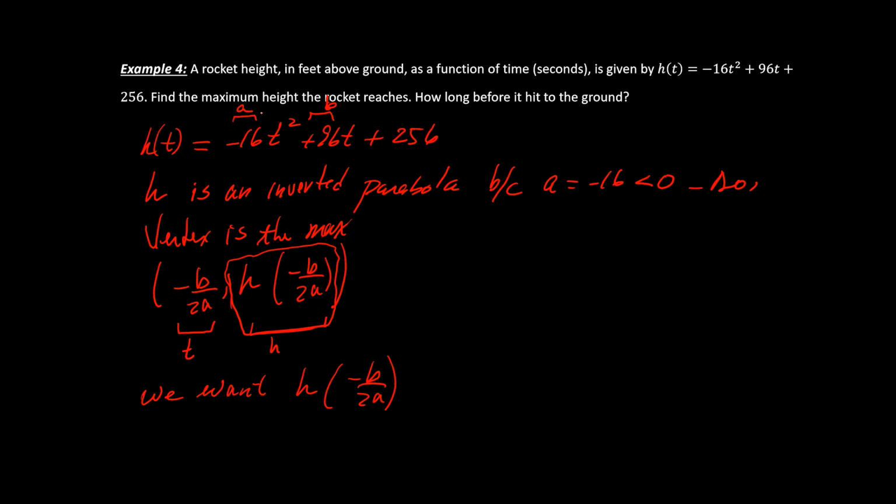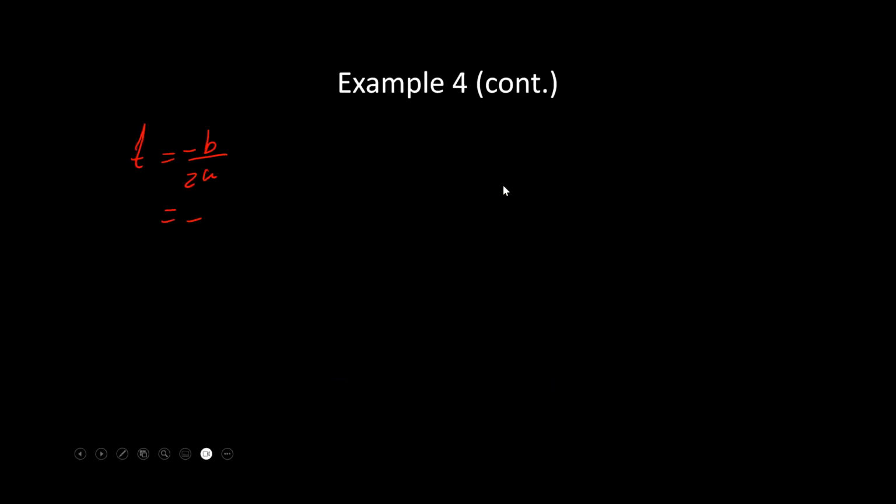So let's put it up here. Oops, it's not working. Here we go. Negative b is 96 over 2 times negative 16. The negatives cancel to give me a positive. So, and then we'll have a 32 in the denominator. So 96 over 32. Well, that one is easy to do. This is 3 seconds. So after 3 seconds, the rocket reaches, excuse me, the maximum height.